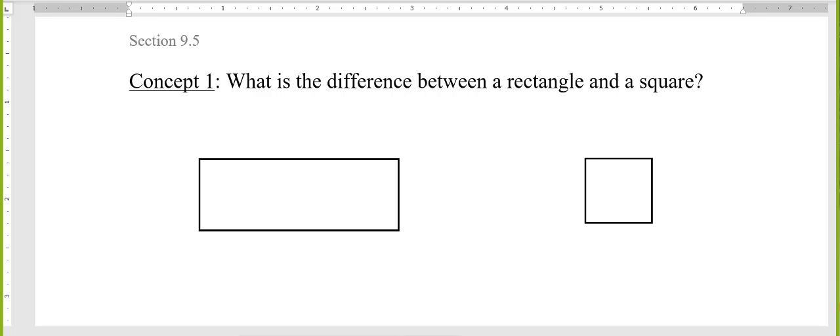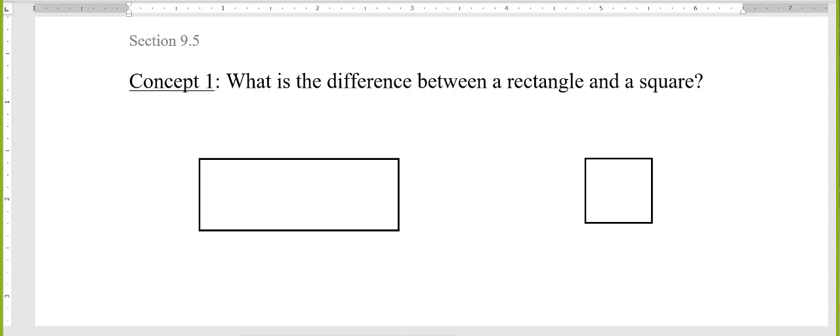All right, so section 9.5 in the textbook today, the topic is finding the area of rectangles and squares. So first thing we're going to talk about is what's the difference between a rectangle and a square. Hopefully, you guys know how to recognize what a rectangle and a square look like, right? But let's define it mathematically.